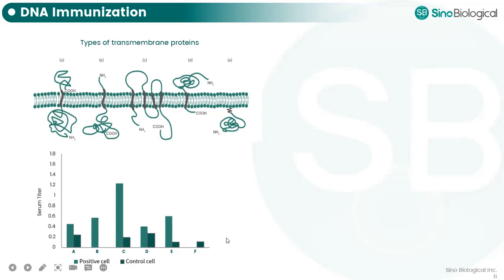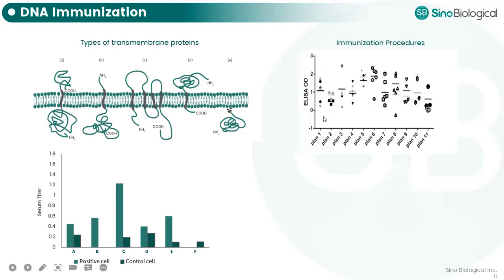In addition, we optimized the immunization procedures, including the immunization routes, the timeline, and how many times we inject the animals. And we figured out that plan 5 and plan 6 showed better serum titer after immunization.